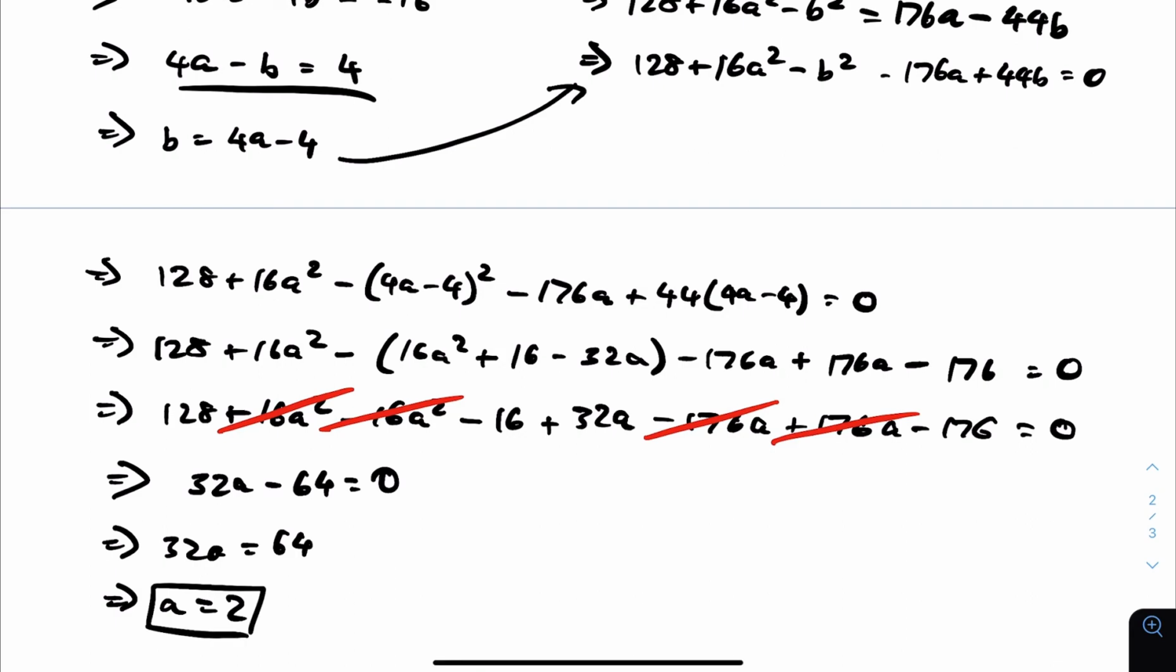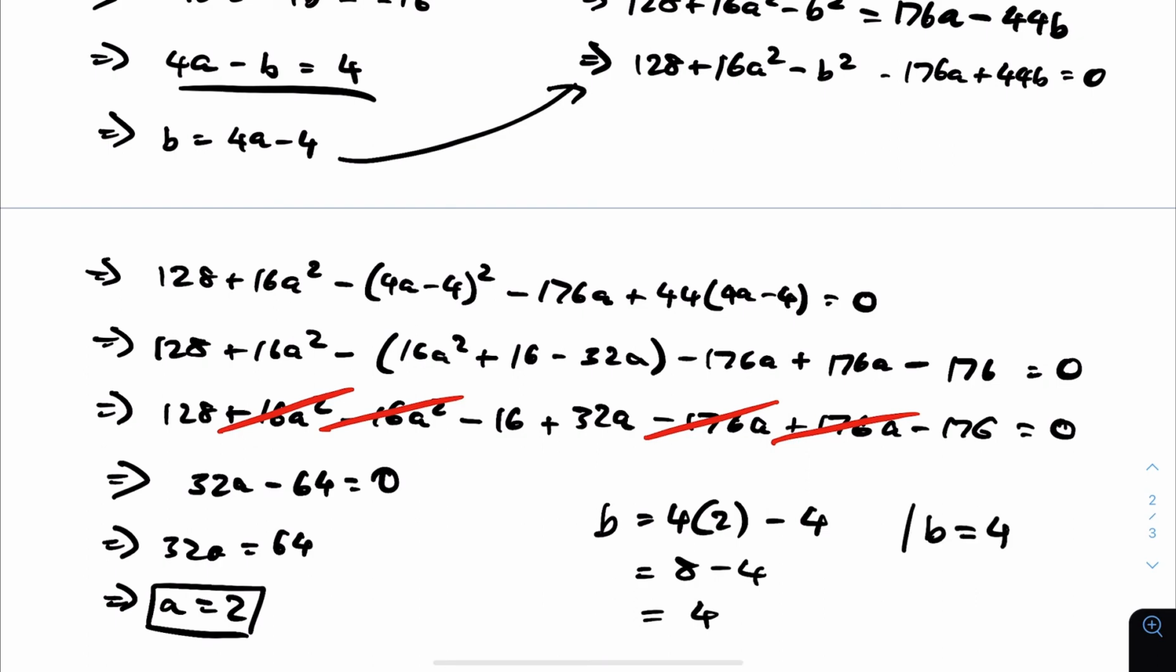Now let's do it for b. Thankfully, we don't have to go through all this again. We can just substitute it into this equation over here. So b is equal to 4 times 2 minus 4, which is equal to 8 minus 4, which is equal to 4. Therefore, b is equal to 4, and a is equal to 2. And that's our final answer.